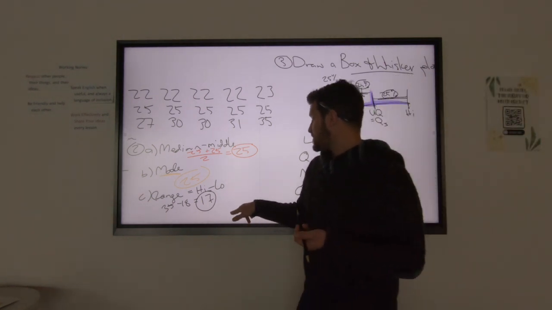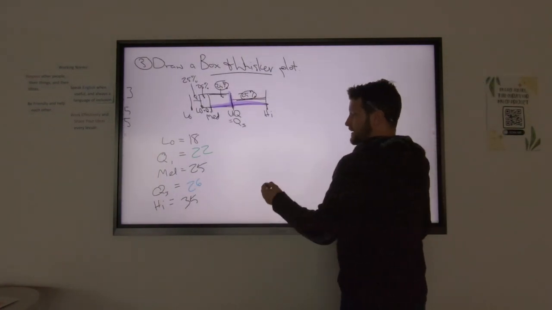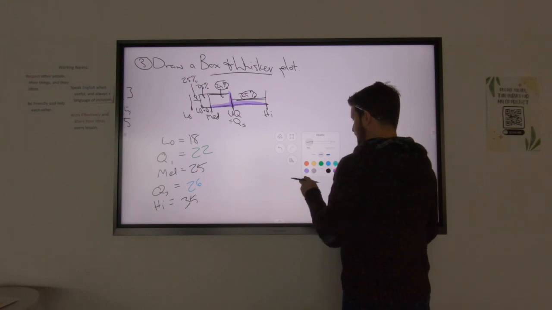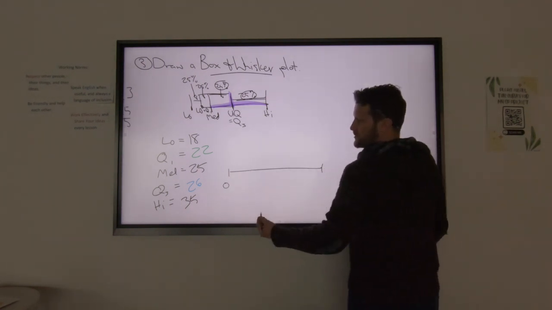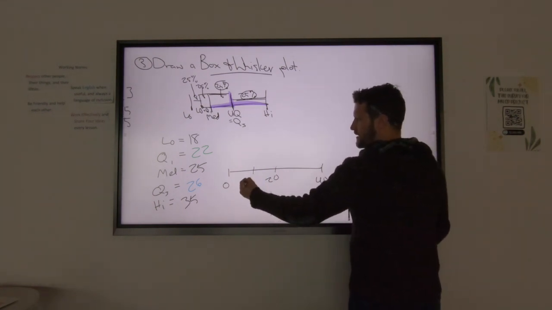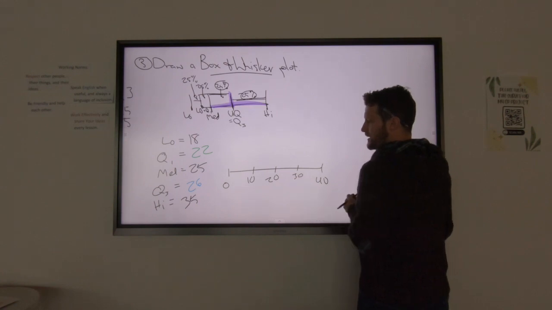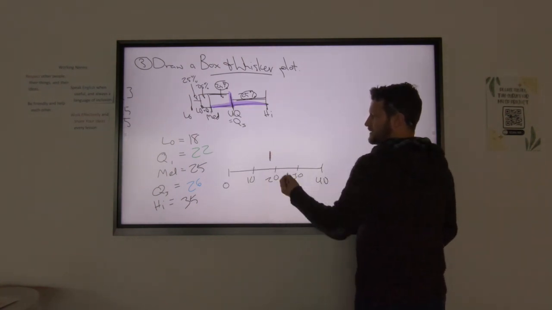So I can go ahead and draw this box and whisker then, describing that data set. This box and whisker would look like, on here, maybe I can go from 0 to, our high was 35, I'll just go up to 40. So there's going to be like 20 here, and 10, and 30. And so we have a low of 18. Well, 18 is like there.